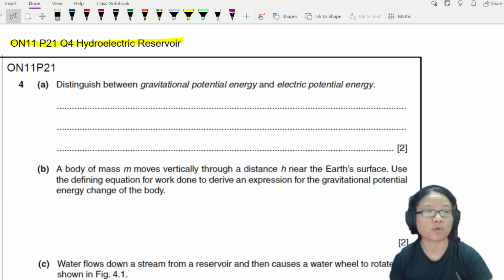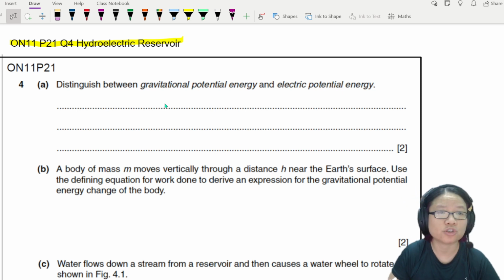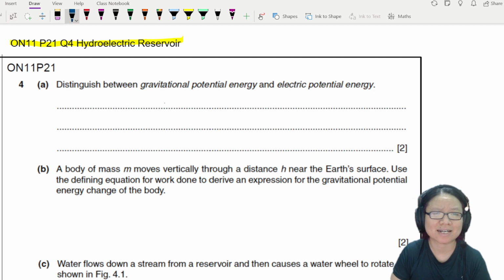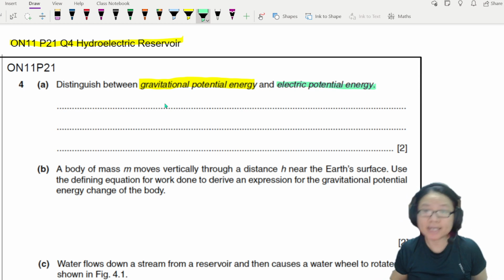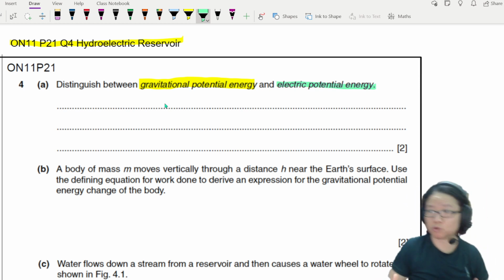This question is from Winter 11 Paper 2-1. First, you're asked to distinguish between gravitational potential energy and electric potential energy. All right. So whenever you see types of energy and you're asked to differentiate them, writing the definition will be a good starting point.